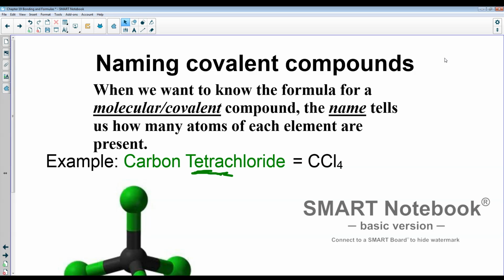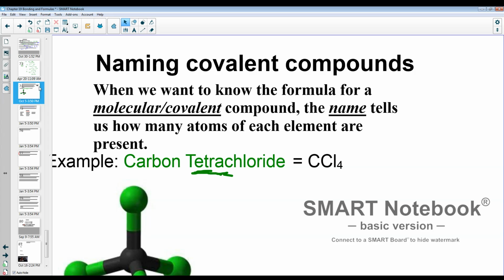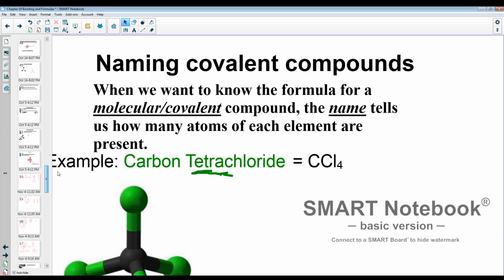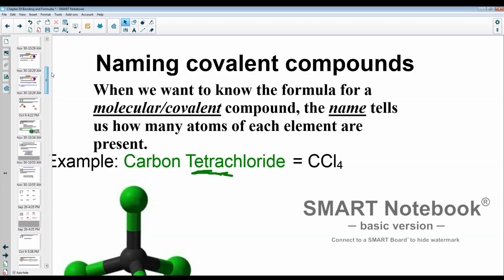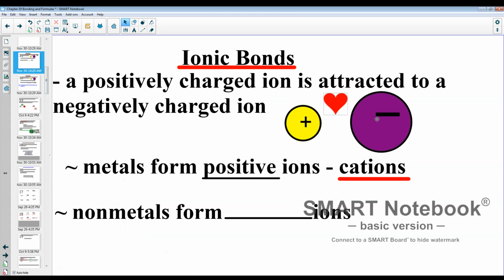Hey guys, I wanted to introduce the last part of our formulas and bonding chapter, which is about naming covalent compounds. What we've done up to this point is we've talked a lot about ionic compounds. Remember that ionic compounds had to do with charges. We went through and figured out that there's a positive and a negative for all ionic compounds. You name the positive ion, you name the negative ion.